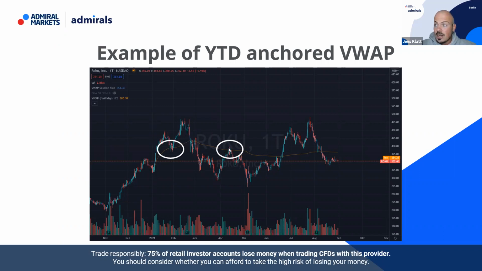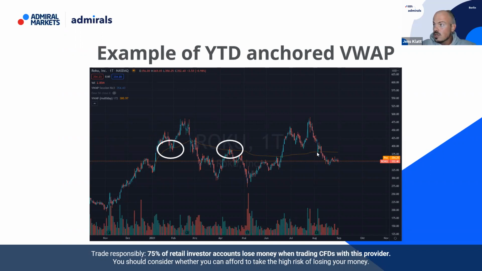And as you can see here, we really tested it and then rolled over again. Then we saw another test, rolled over again, made it back. Then we also saw, from a short-term perspective, in August around, a very sharp move lower. That was probably driven by earnings, which were released that day.